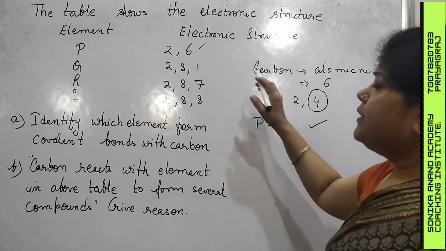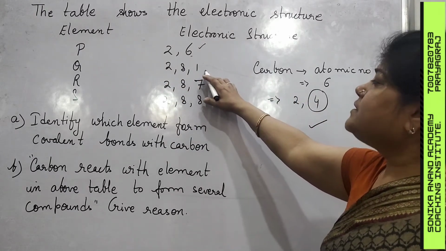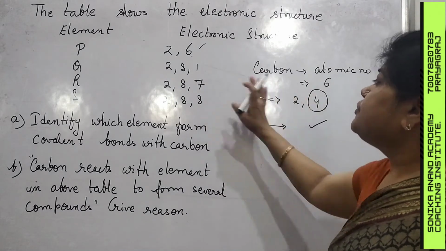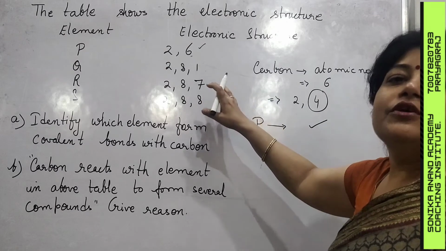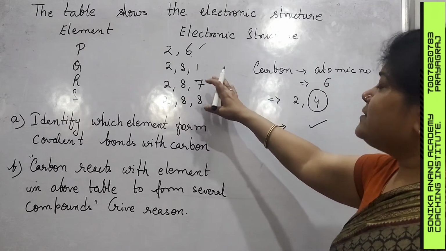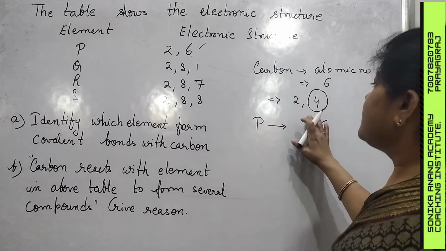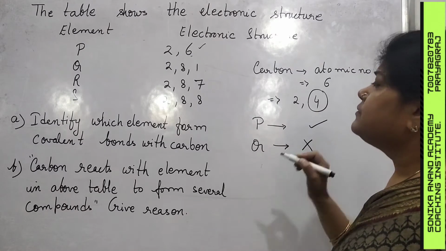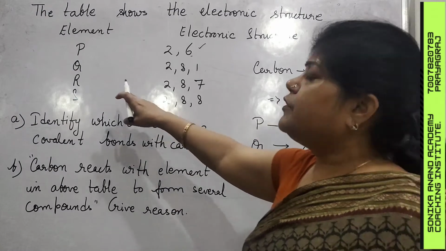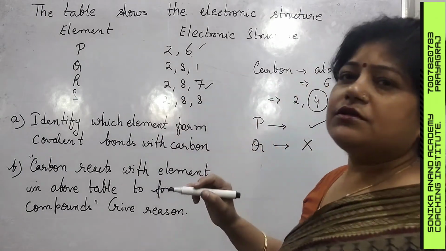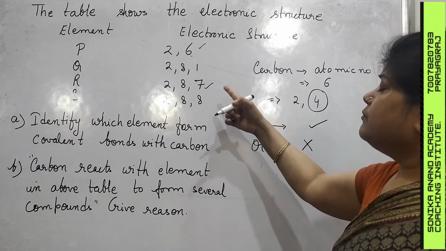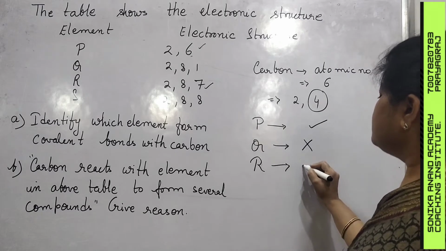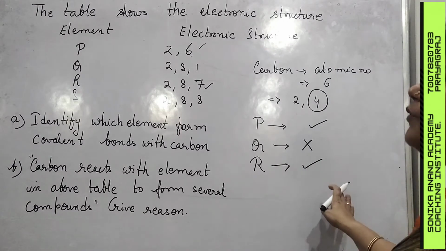Okay. Now, if we consider the case of Q, it has 1 electron only in the outermost orbit. So, it is not able to share 4 electrons with the element Q because there are fewer electrons in the valence orbit and the carbon needs 4 electrons for the sharing. So, Q does not form the sharing. Now, for R, it has 7 electrons. Here also, it has more than 4 electrons. So, R can also do the sharing and can easily form the covalent bonds.